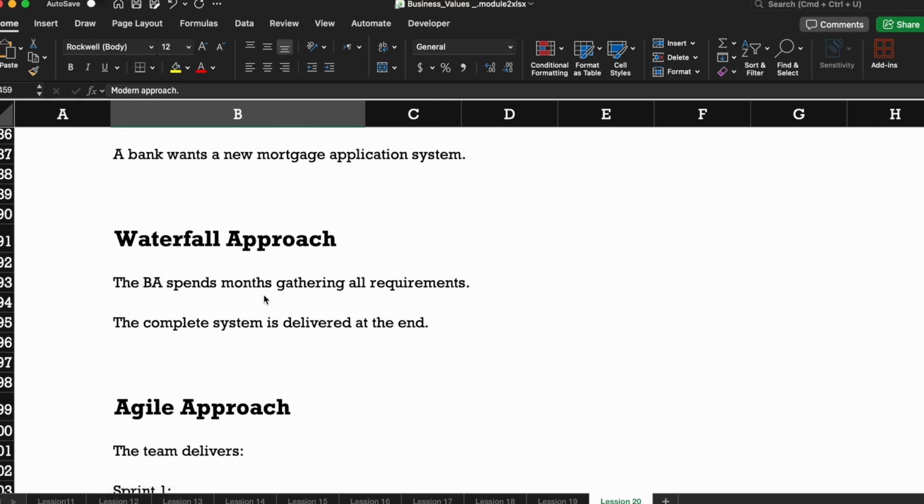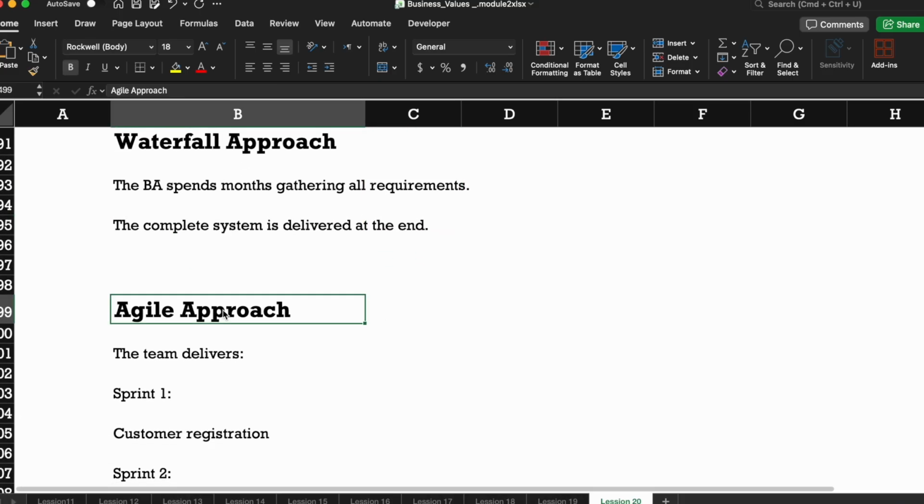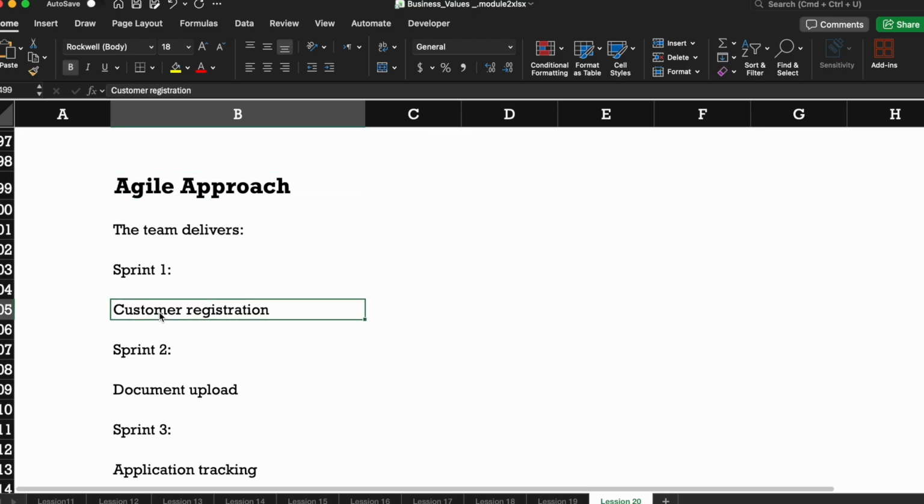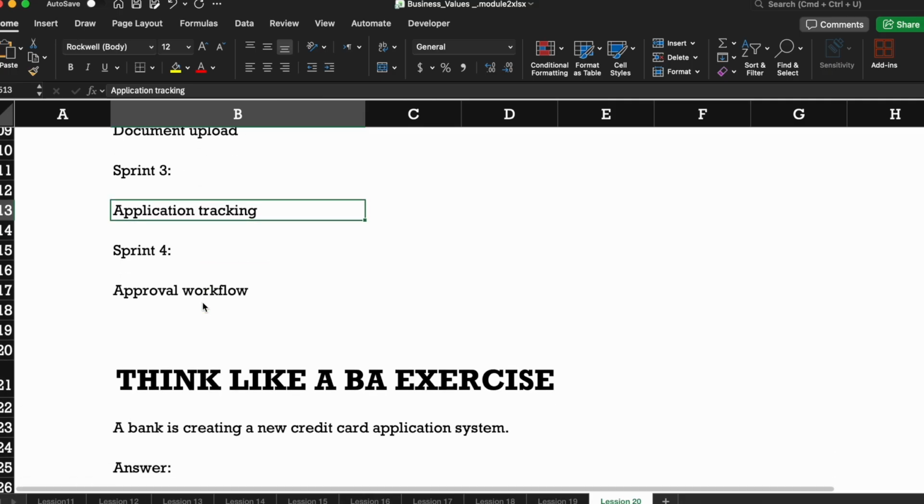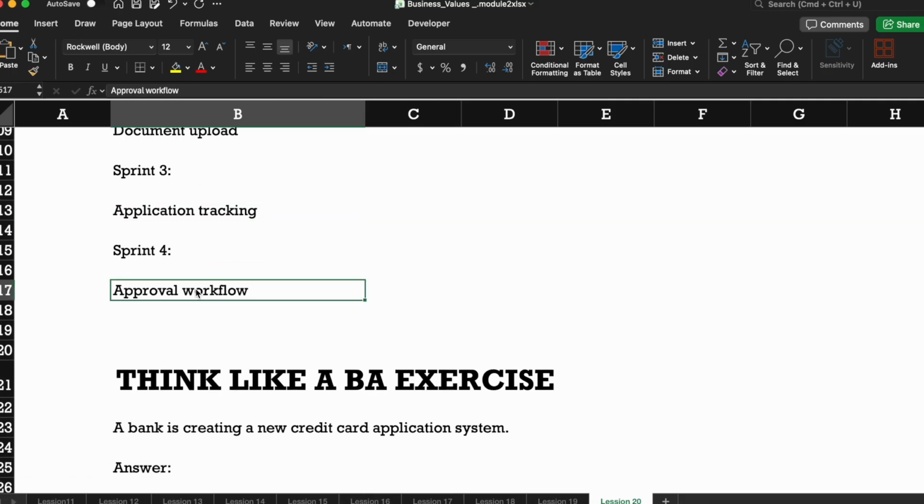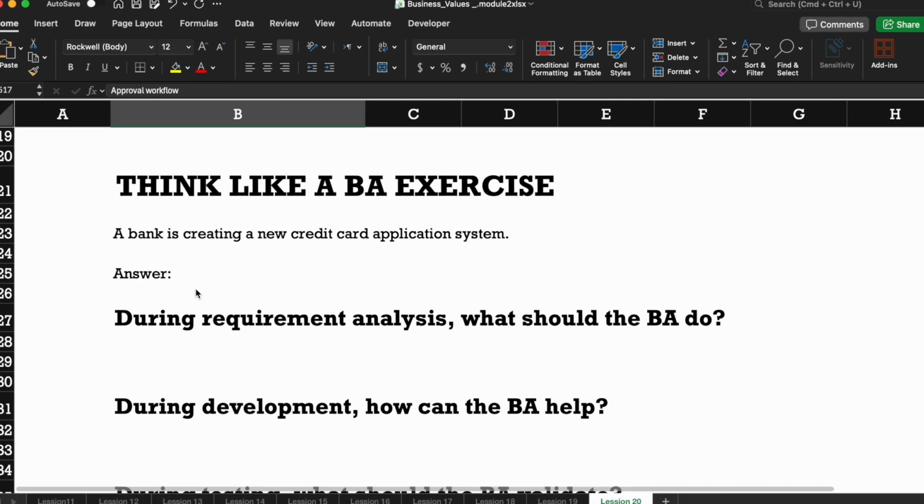Banking example: the bank wants a new mortgage application system. Waterfall approach: the BA spends months gathering all requirements. The complete system is delivered at the end. That's waterfall. Agile approach: the team delivers sprint 1 customer registration, sprint 2 document upload, sprint 3 application tracking, sprint 4 approval workflow.